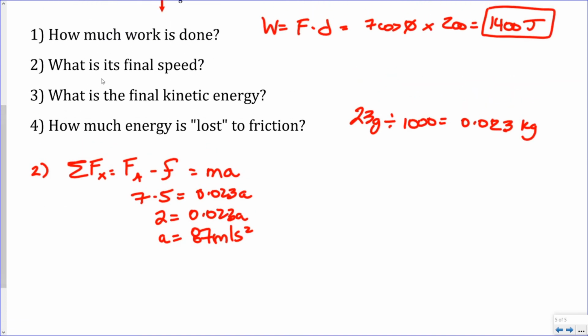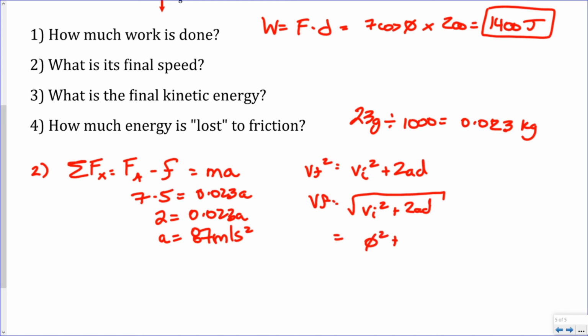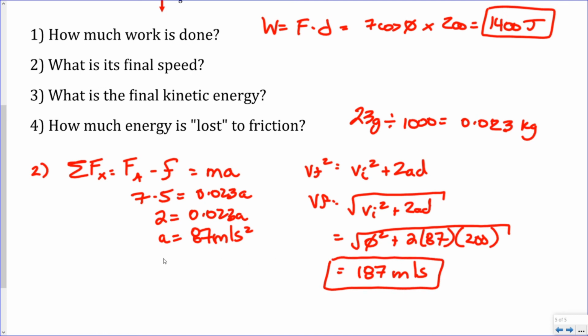What is its final speed here? We could do Vf squared equals Vi squared plus 2ad. We're going to use that kinematic equation. So Vf equals the square root of all of that. Vi squared plus 2ad. So 0 squared plus 2 times the acceleration we just found times the distance, which was 200, gives me 187 meters per second. Wow. That's pretty quick. So there's my answer for number 2. It's traveling 187 meters per second.